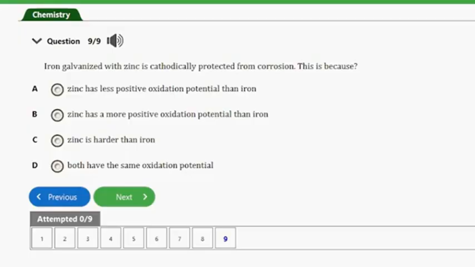Zinc has a more positive oxidation potential than iron. Zinc is more readily oxidized than iron because zinc has a lower reducing potential. Since zinc has a lower reducing potential, it's more active metal. So thus, this zinc will be more readily oxidized before the iron. So that's it for that question.